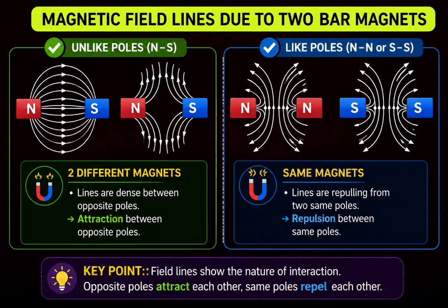magnetic field is strong. But when like poles such as north-north or south-south are brought closer, the field lines move away from each other. This shows repulsion between similar poles. So, opposite poles attract each other and same poles repel each other.